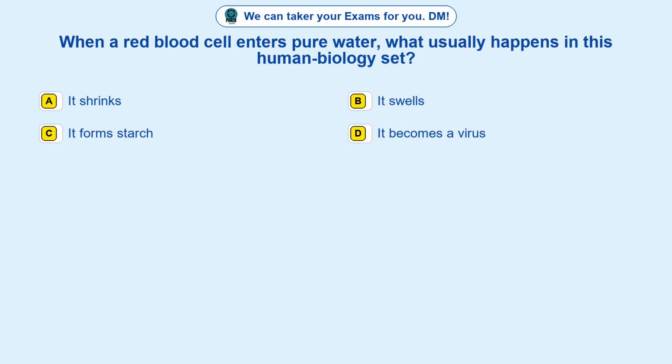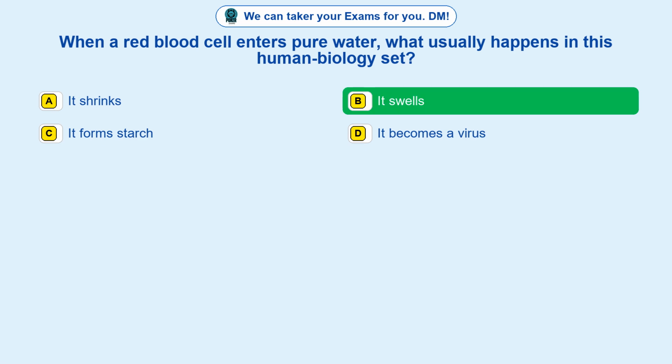Question 8. When a red blood cell enters pure water, what usually happens in this human biology set? Option A, it shrinks. Option B, it swells. Option C, it forms starch. Option D, it becomes a virus. The correct answer is option B.